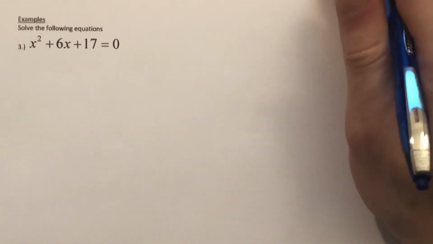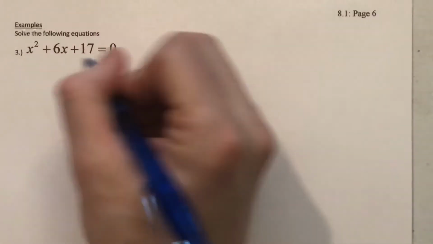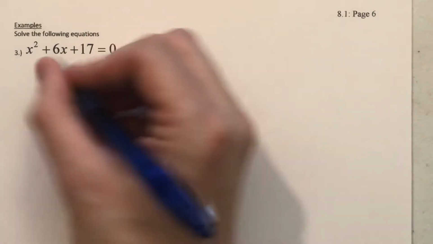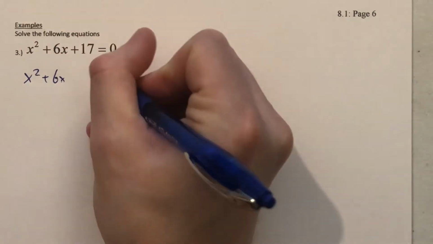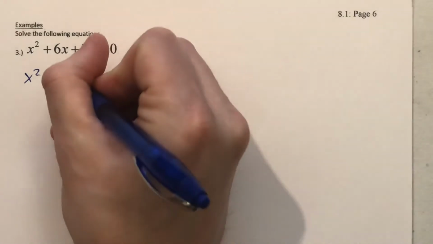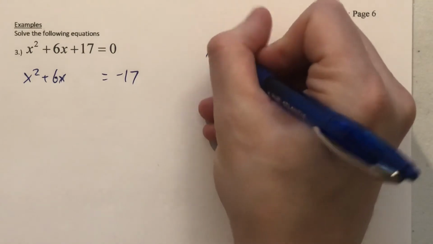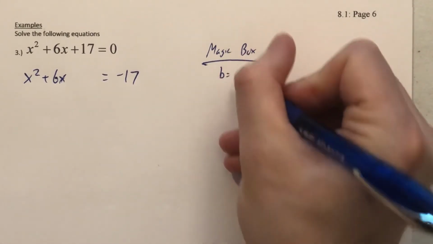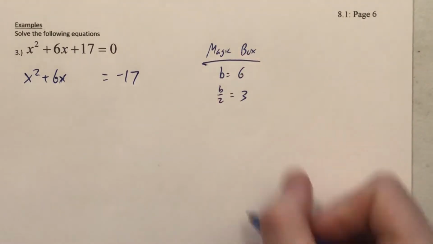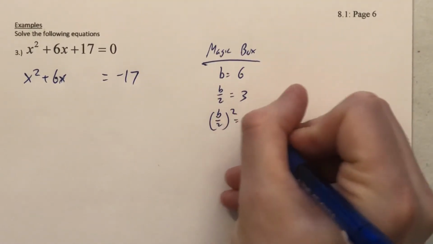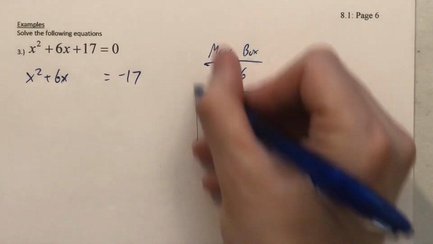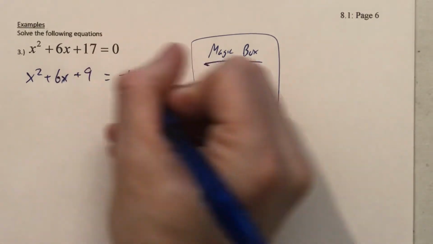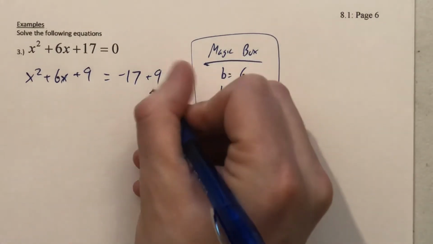All right, let's take a look at this next one here. X squared, no x, 1 in front, doesn't factor, so we'll move that 17 on over. Now we'll go with the magic box. This magic box, our b is 6, half of that is 3, and squared is 9. There's the 9 that we're going to add to both sides.